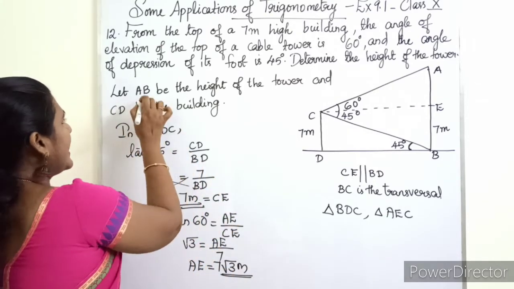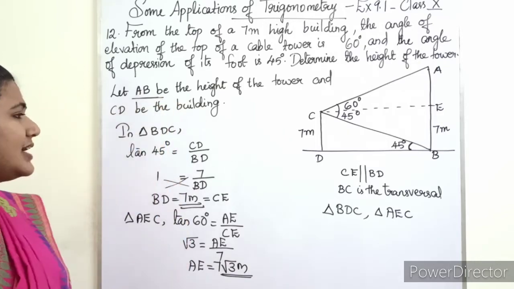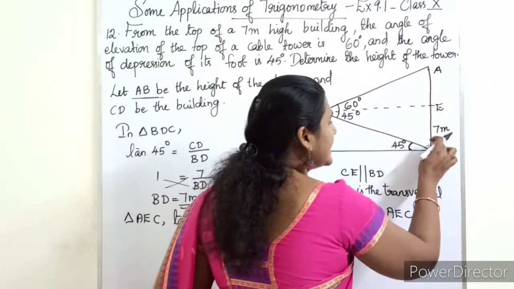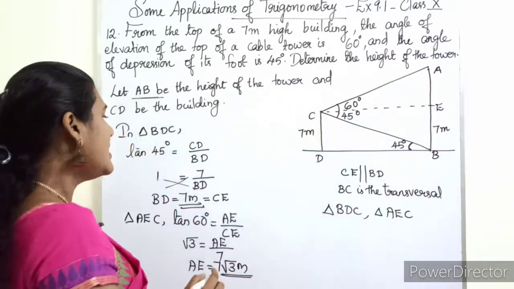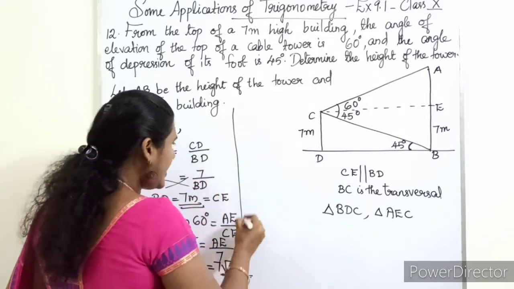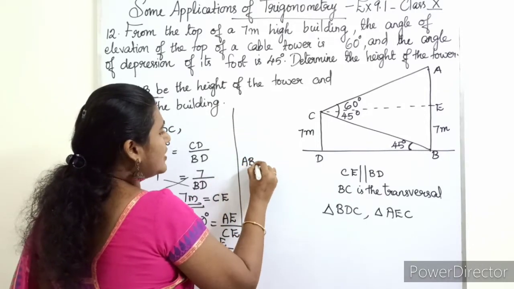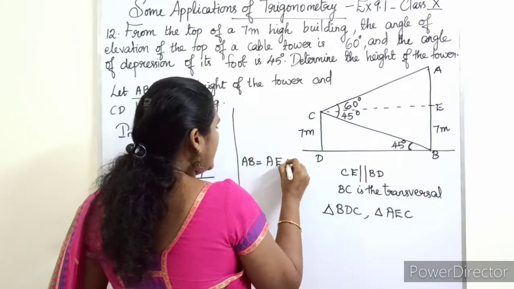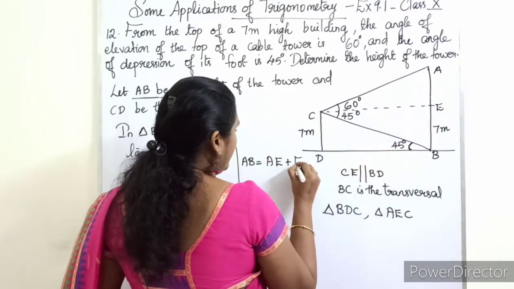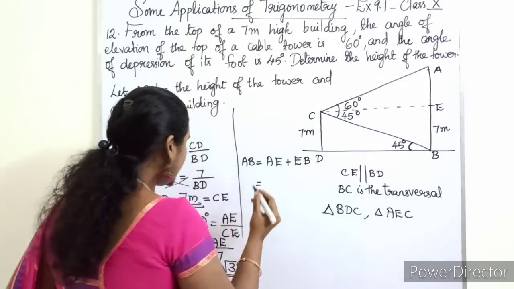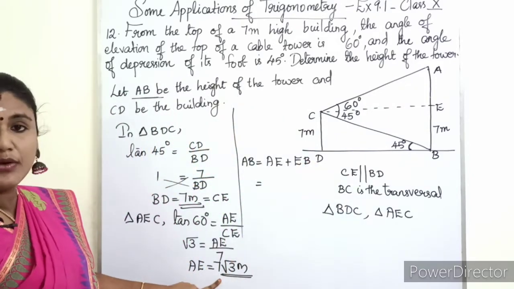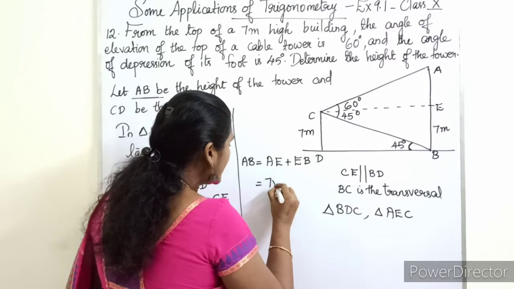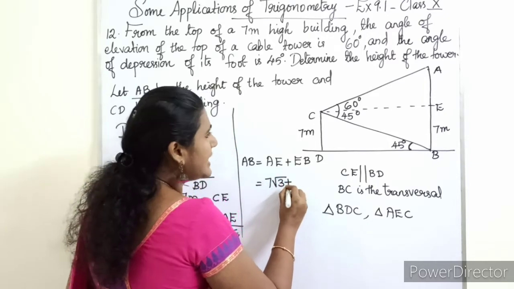Now we have to find the height of the tower. Height of the tower is nothing but AB value. So we are going to find AB now. We can write AB as AE plus EB. Now what is AE value? AE value you got as 7 root 3. So 7 root 3 plus EB.